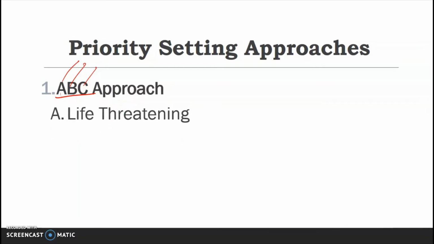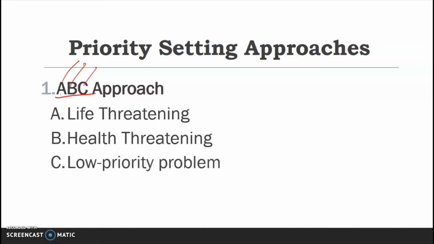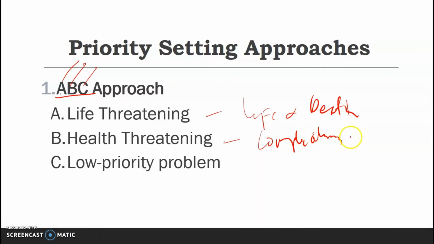Basically, we want to know if the condition is a life-threatening condition, a health-threatening condition, or a low-priority problem. Life-threatening condition is a matter of life and death. Health-threatening condition, it can be debilitating to the patient. It can lead to complications, okay, and also disability, pag hindi naagapan. While a low-priority problem can be deferred or can be delayed for a few days to weeks or even months.